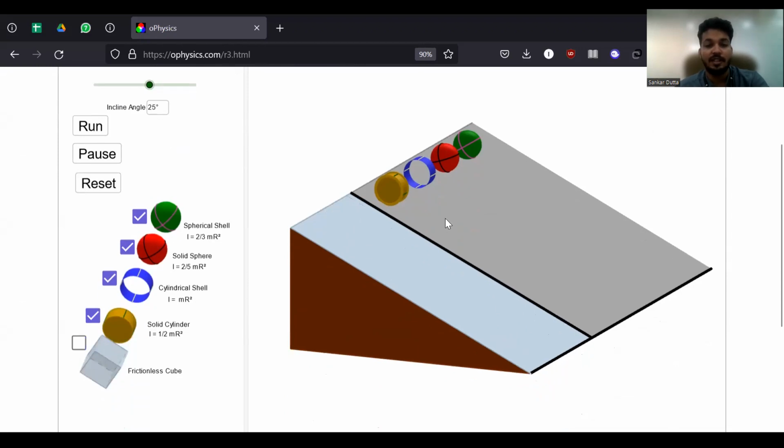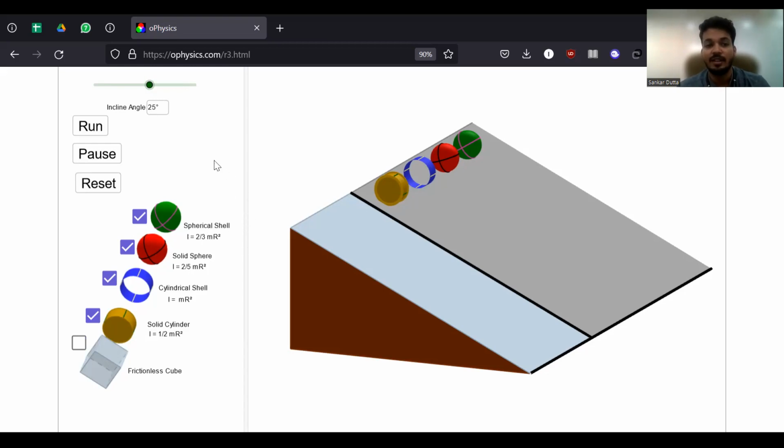Okay. So this is an inclined plane. Have you done this before? Please let me know if you have done this. I don't think we have done this before. Okay, cool. So guys, listen to this. I have an inclined plane with a certain angle, and there are 4 bodies on top of it. You can see there's a solid cylinder, there's a hollow cylinder, there is a solid sphere, and there is a shell, which is essentially a hollow sphere.